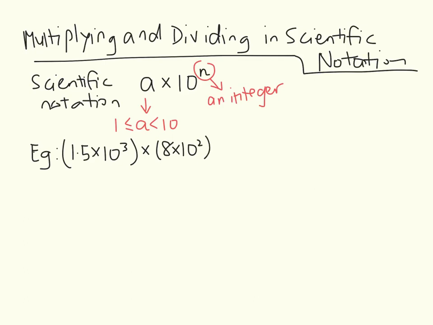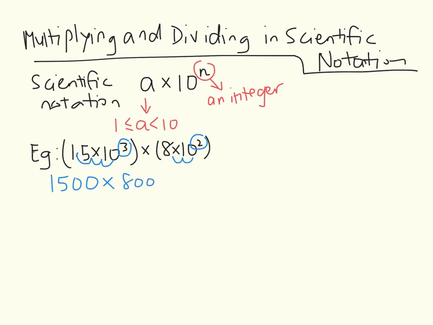Before we look at how we can simplify this in scientific notation, I'm going to look at how it looks in standard form. If you remember how to convert, when you have 10 to the third power, you move the decimal point to the right 3 times. The number becomes bigger, 1 2 3, so you have 1500. Times 10 to the second power: you have 8, and you move the decimal point 2 times, 800.